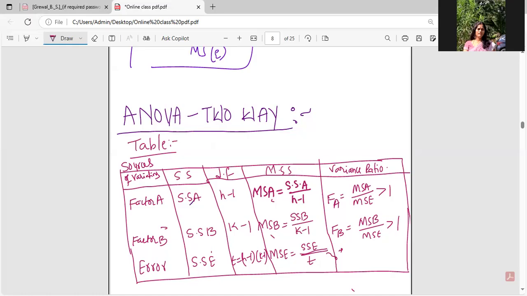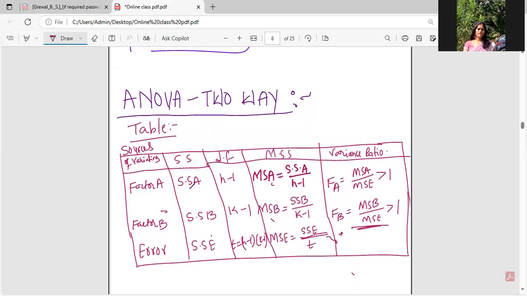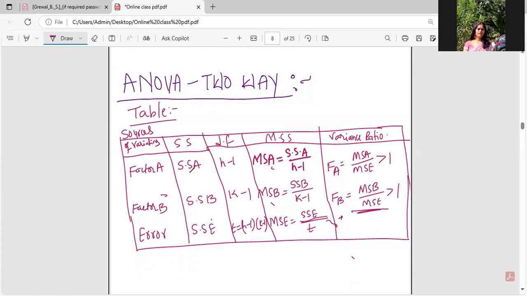Using the F test, FA would be MSA by MSE, FB would be MSB by MSE. Usually there is one suggestion here, that the ratio of F should always be greater than 1. So whichever is greater among MSA, MSB and MSE would be taken as the numerator, and the smaller one as the denominator.